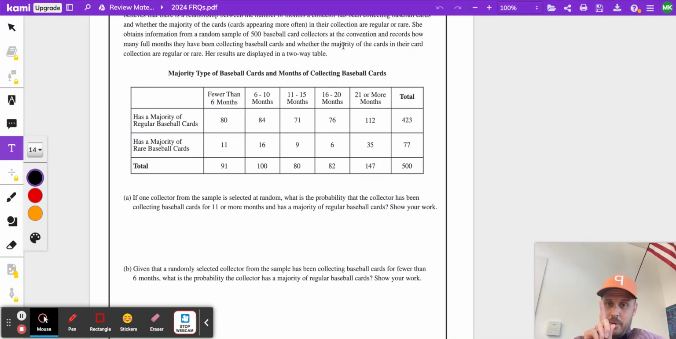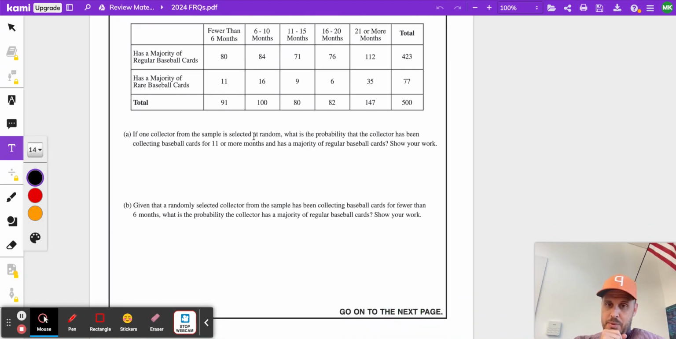So this is a single sample, and we're categorizing 2 categorical variables. So I don't know what the questions are going to ask, but this is a chi-square test for independence. Okay. If a collector in the sample is selected at random, what's the probability that the collector has been collecting baseball cards for 11 or more months and has a majority of regular? So you would add up these groups out of 500 because it's an and. So it's this group plus this group plus this group. That's 11 or more months and has a majority of regular, and it's not conditional.